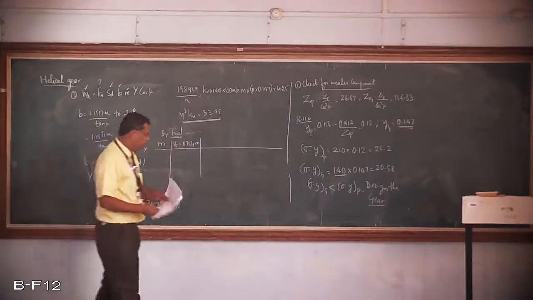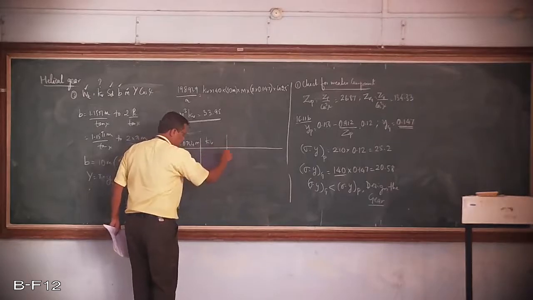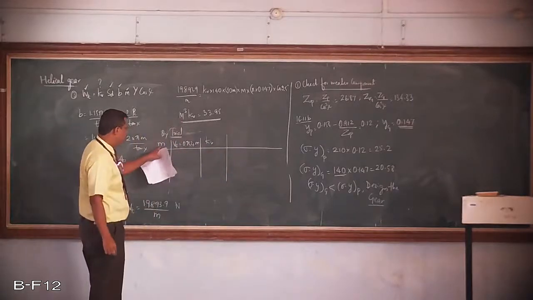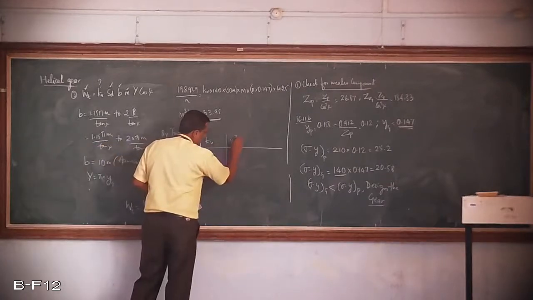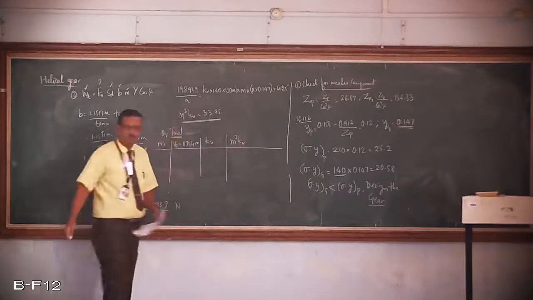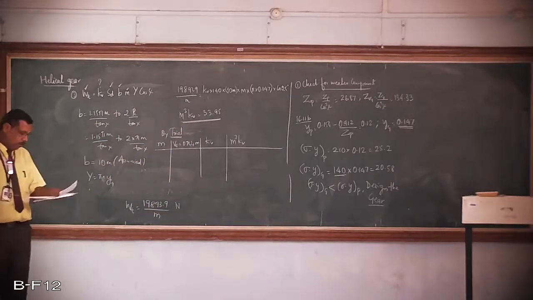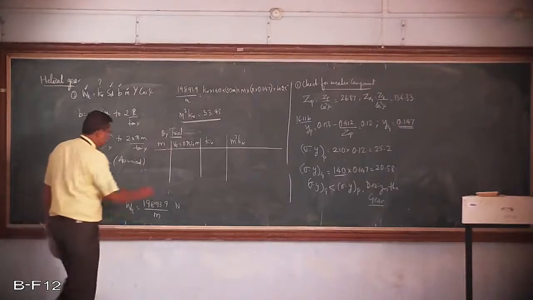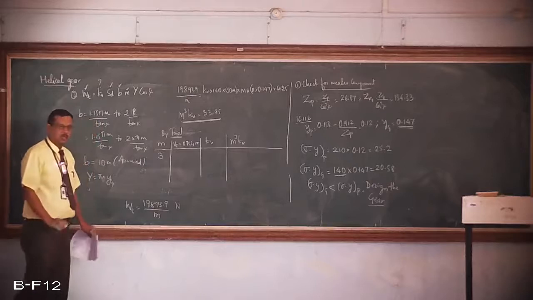Once we know the value of velocity, we can determine the velocity factor KV. Therefore, we know module and KV, and what we can estimate is m cube into KV. So let us go with m cube KV and proceed with the design of the gear. To start the trial, let us start with a module of 3 millimeters.